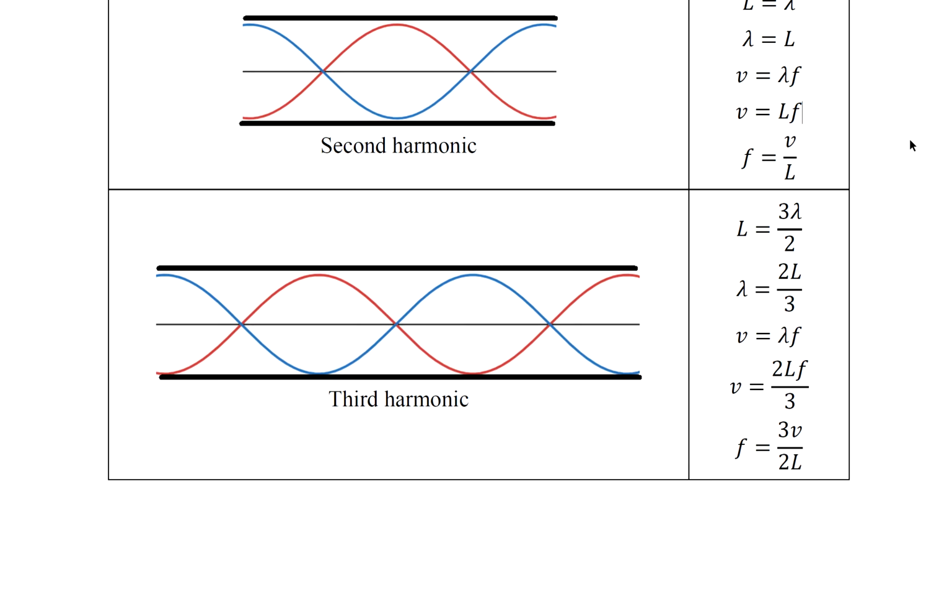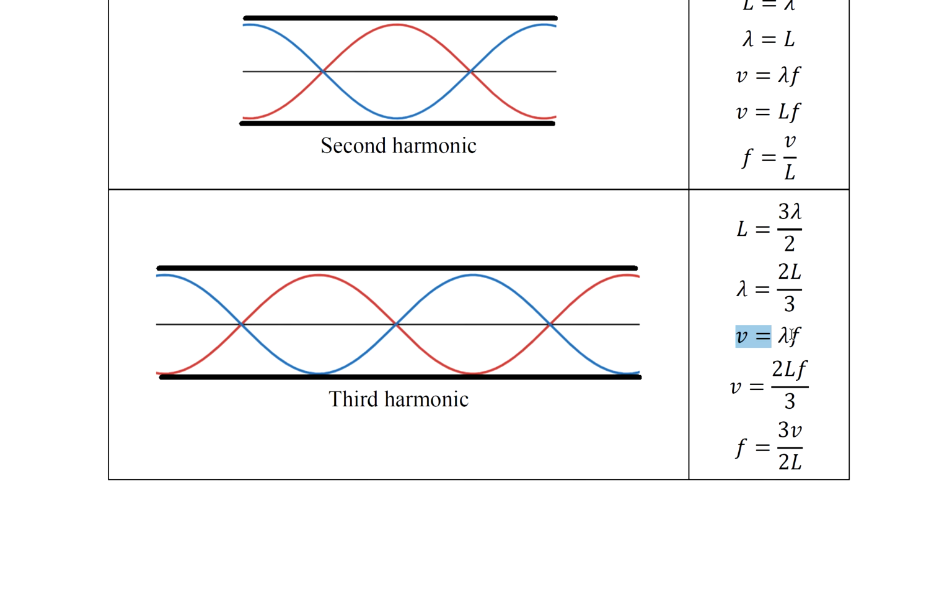Let's take a look at this third harmonic. L, which is the length of the tube, is equal to how many wavelengths? Let's count it. It's one wavelength plus 0.5, so it's 1.5 wavelengths. Let's solve for lambda, it's 2L over 3.